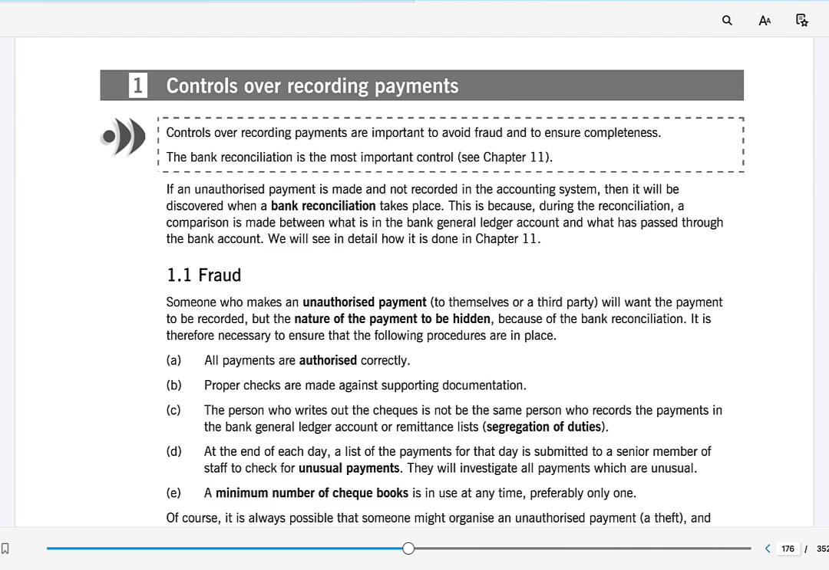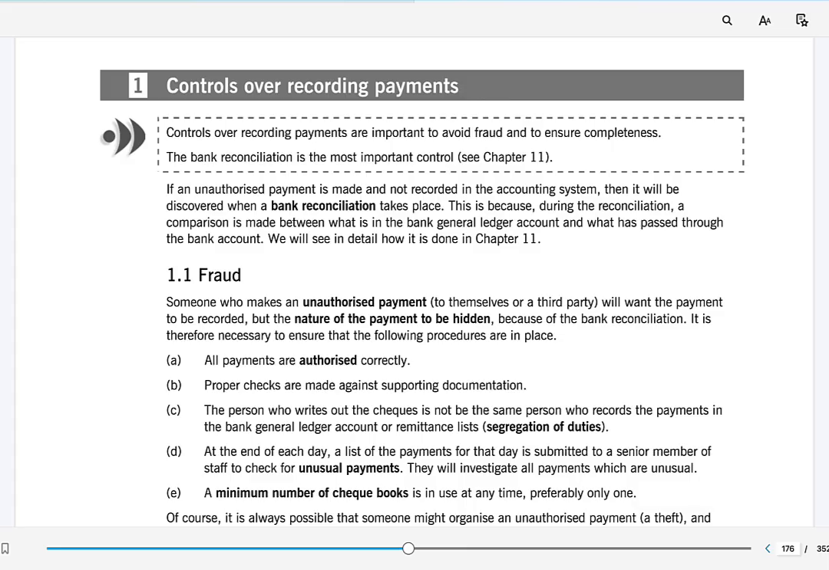Stage 4, recording the payment correctly. After the payment is made, the accounting records must be updated. This means posting the payment. For example, if we pay a supplier, we normally reduce trade payables and we reduce the bank balance because money has left the bank. So the entry often becomes debit trade payables, credit bank. This recording must be accurate. The correct supplier must be recorded. The correct date must be recorded. The correct amount must be recorded. The correct account must be used. If the payment is recorded incorrectly, the accounts become unreliable. Then the trial balance and financial statements can also become wrong.